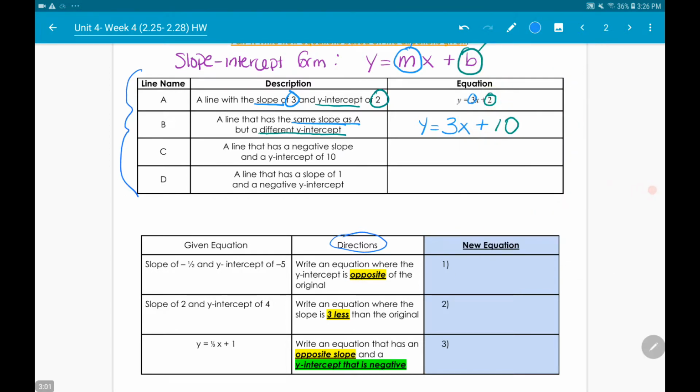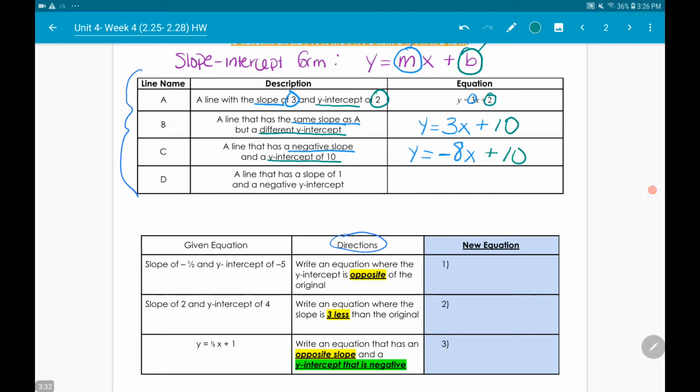Let's see what's going on here. A line that has a negative slope and a y-intercept of 10. So let's see. We have y equals negative slope, so we need negative any number we want. I like the number 8. x. And it says a y-intercept of 10. So let's do plus 10.